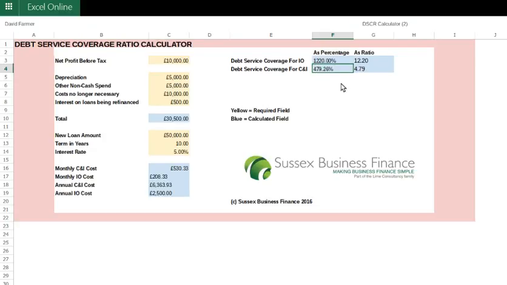Your best lenders and the lowest cost lenders will want a much higher ratio. They'll be looking at 2, sometimes 2.5. We do see some caution with regard to debt service cover, so the higher that ratio is, the better.